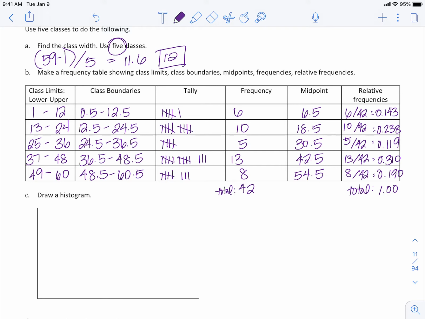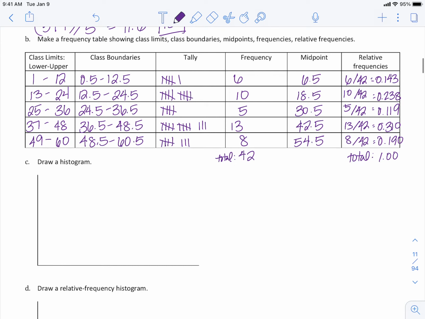Okay, so now we have to draw our histogram. I'm going to label the x-axis using our class boundaries. So here we have 0.5, 12.5, 24.5, 36.5, 48.5, and 60.5. Our y-axis is going to be the frequency. We see our highest frequency is 13, so let's count up that high.